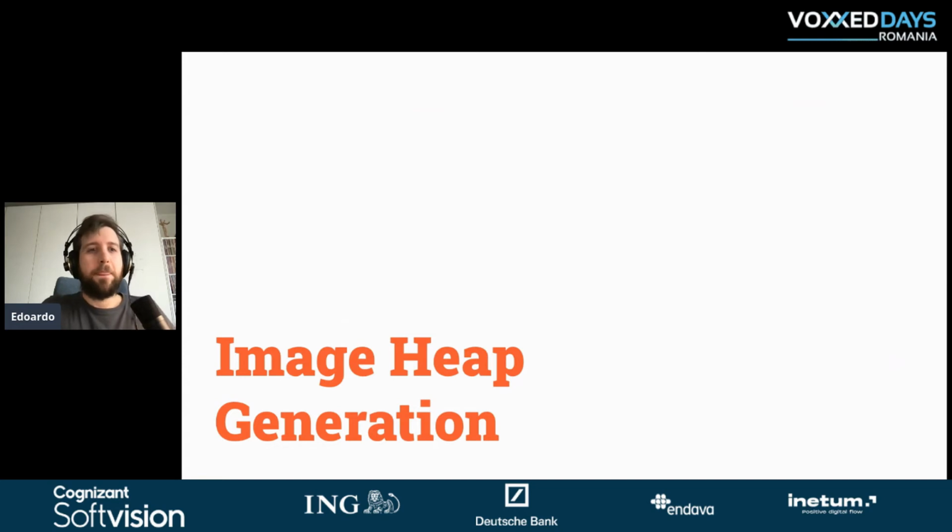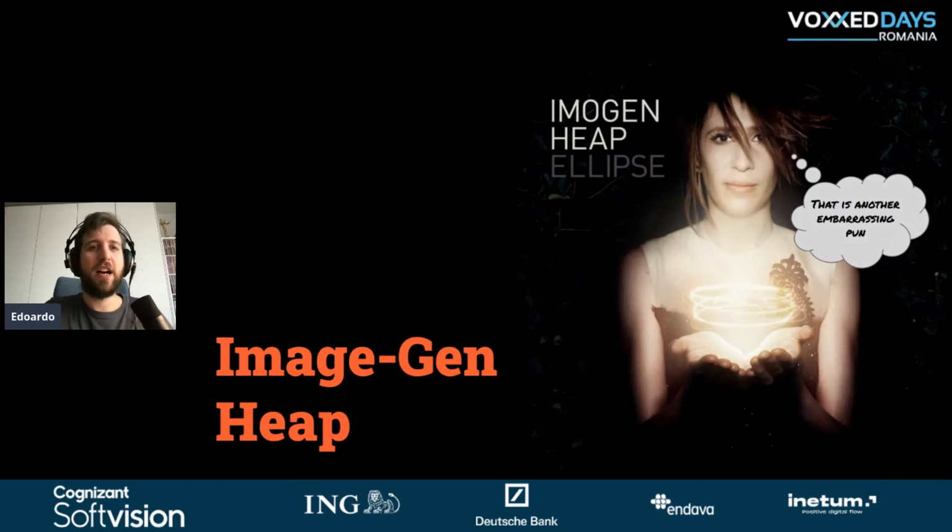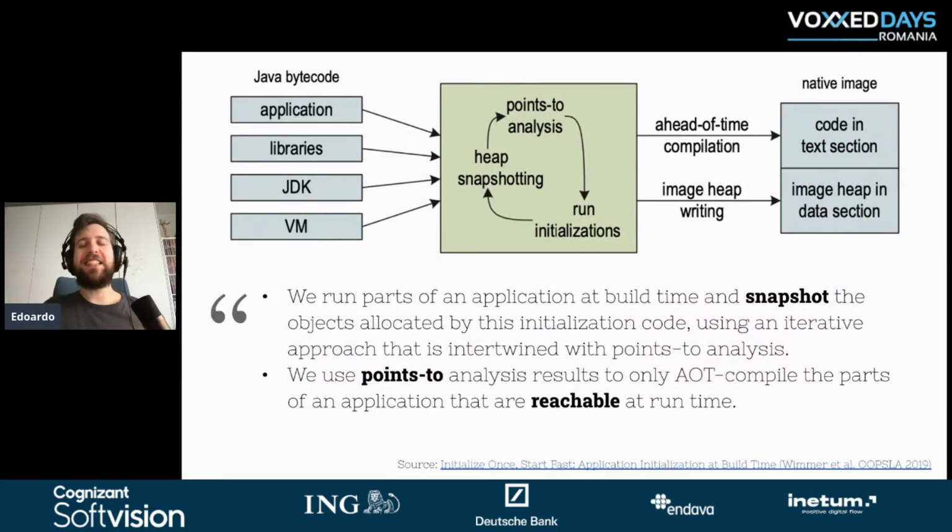Okay, so let's talk about image heap generation, or how I like to call it, image and heap. This slide and this picture are brought to you from the paper Initialize One Star Fast, which is a very readable paper, even if it's an academic paper. The way the native image building process works is that you have this iterative process that points to analysis, running instantiation, heap snapshotting. We're going to see all of them.